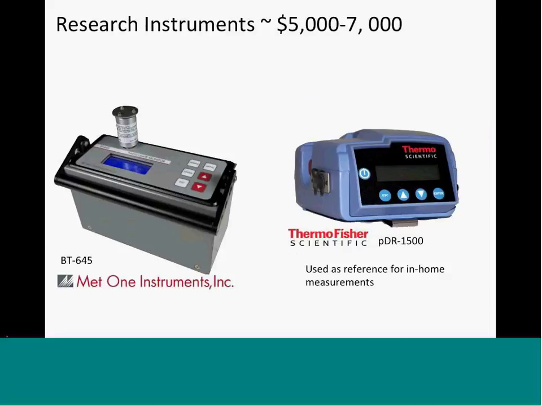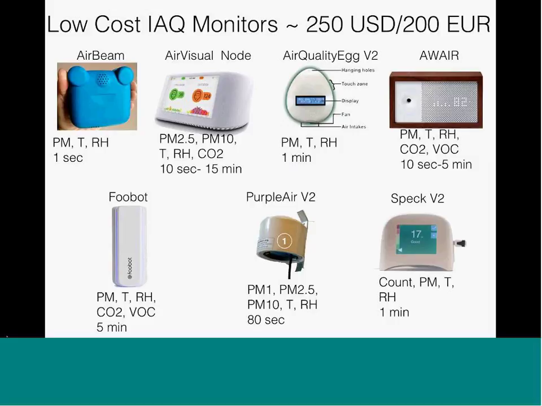We also compared to a couple of devices that I would call research instruments, which are using similar principles to the inexpensive sensors. It's just they are much better made devices, the calibrations are much more careful, and the devices are much more robust. The Thermo Scientific PDR on the right there is what we used for some of our in-home measurements, because we wanted to also make sure there wasn't something quirky about our lab, and try and test a few of these instruments actually in somebody's home.